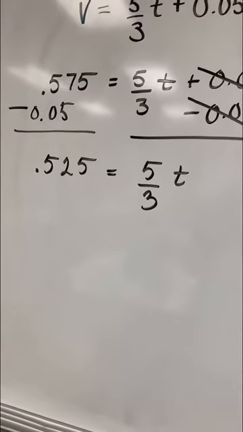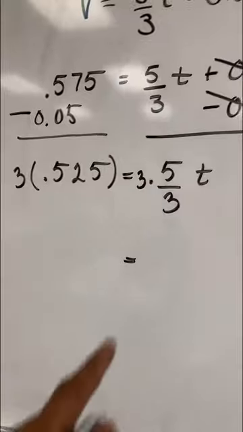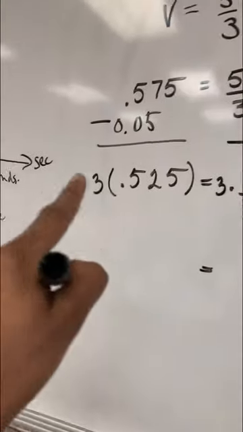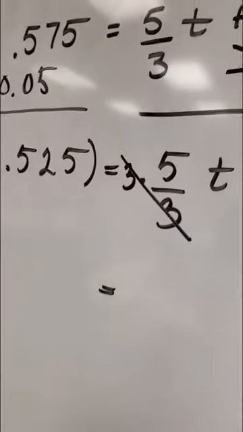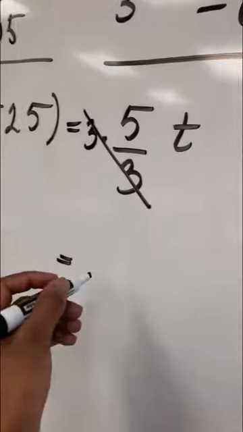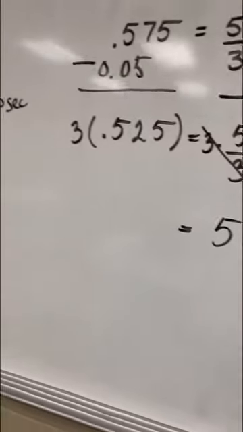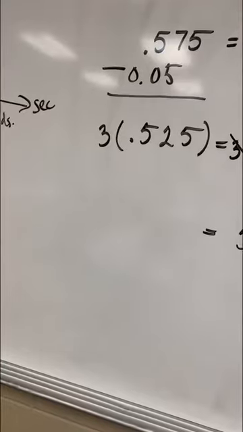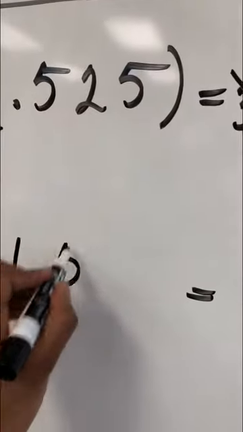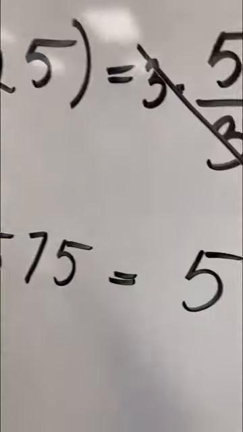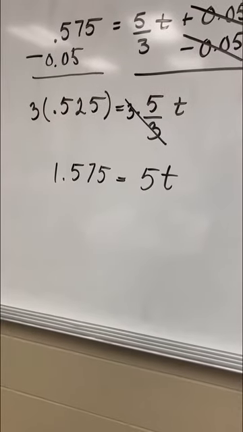Now I can multiply both sides by 3. The reason why I multiply the right side by 3 and the left side by 3 is so that happens. That's the only reason why. All right, so now I have a 5t sitting here. And when I multiply those two numbers together, I get 1.575. See that? I get a 1.575.